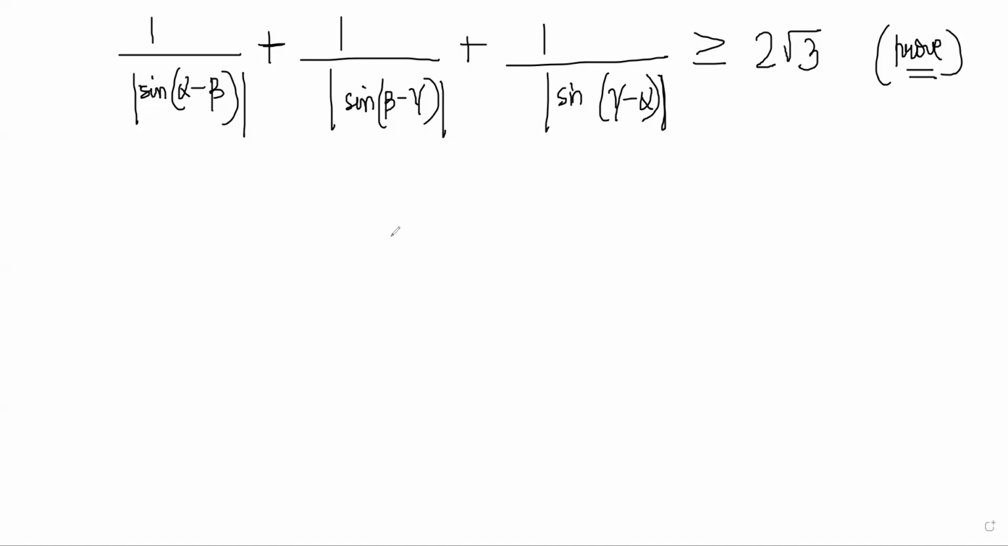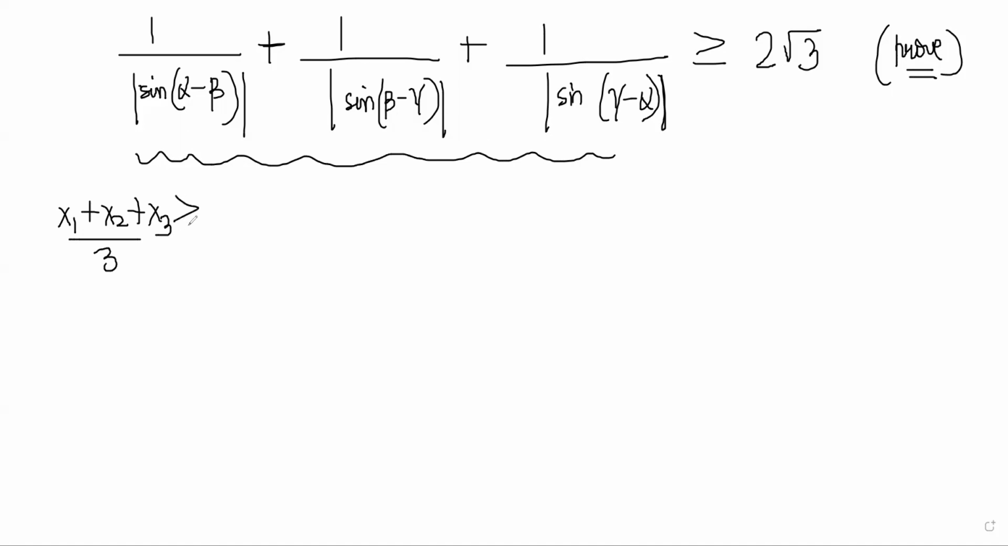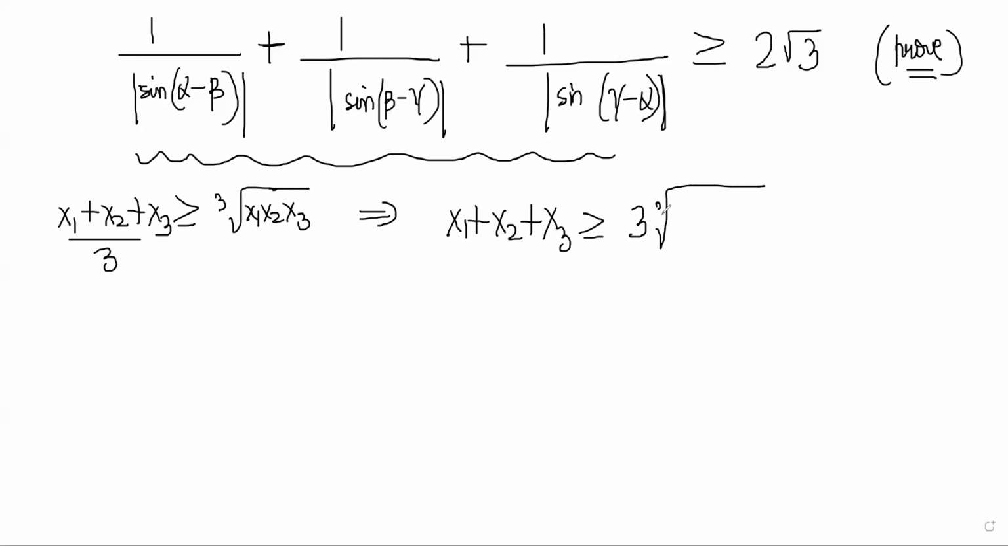Now, at this stage, you should realize that each of these three quantities is positive because there is a modulus sign. So we can apply the AM-GM inequality. We know that x1 plus x2 plus x3 by 3 will be greater than equal to cube root of x1, x2, x3. So basically x1 plus x2 plus x3 will be greater than equal to 3 times cube root of x1, x2, x3, right? And what is x1? x1 is this quantity, x2 is this quantity, and so on.